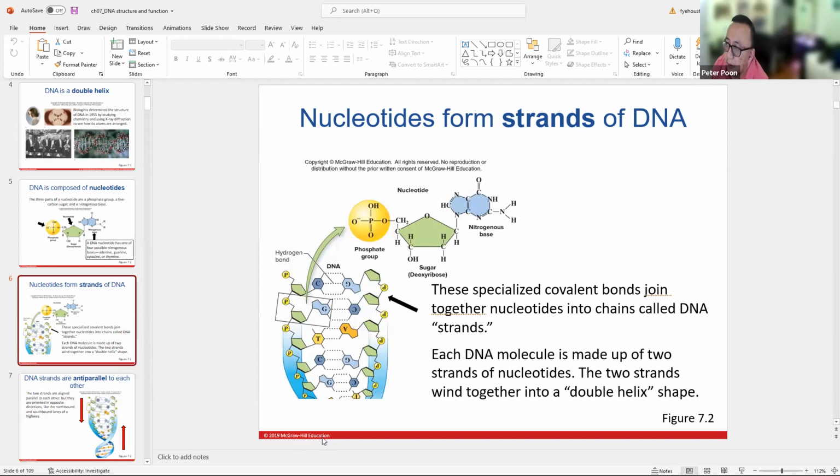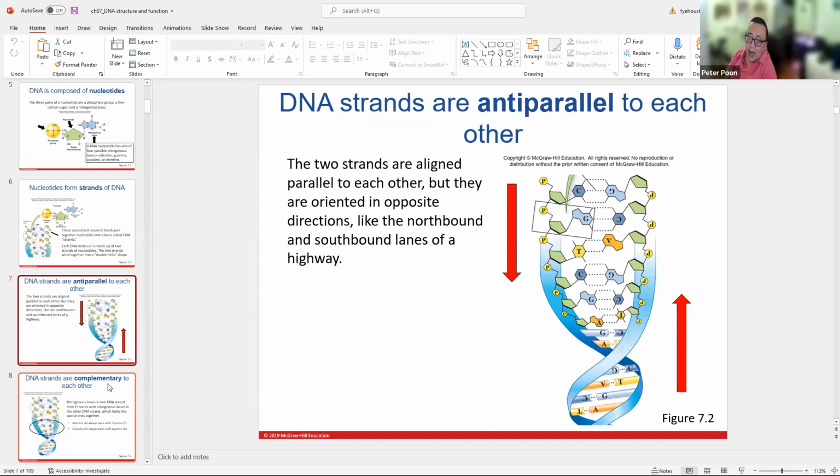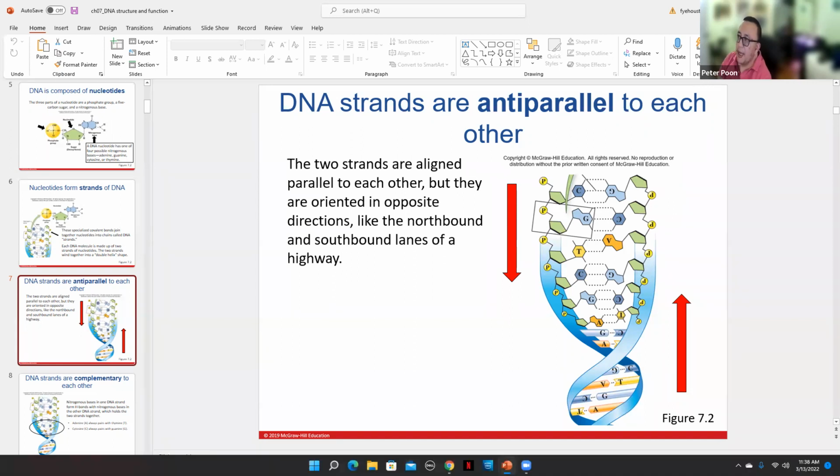You can form one strand here, and you can form another strand here. These two strands wind together into a double helix. The two DNA strands are anti-parallel to each other. By anti-parallel, it means that one runs up and one runs down. They run in different directions, just exactly like, I actually like this analogy, a freeway. One runs north, one runs south.